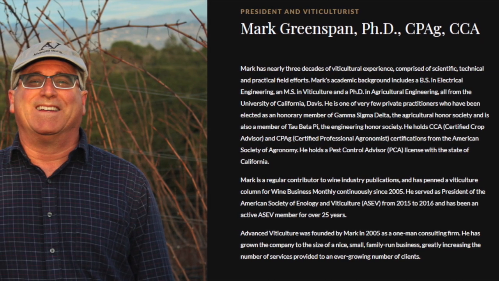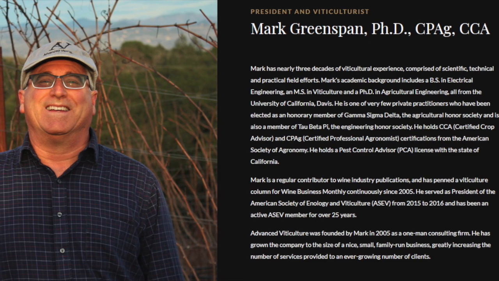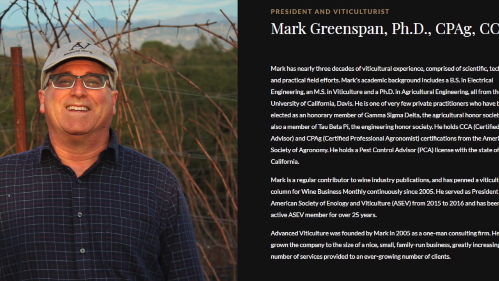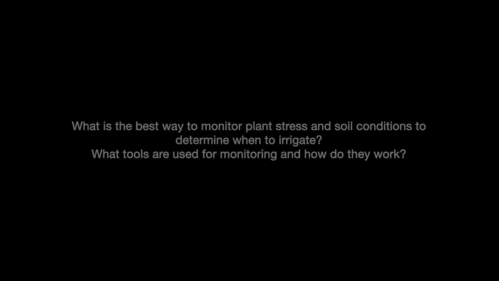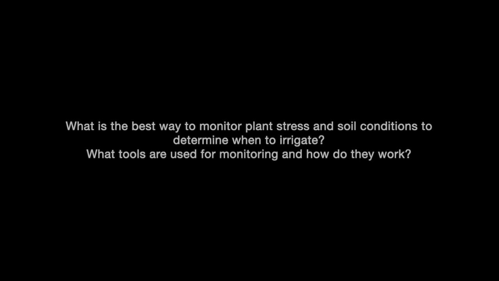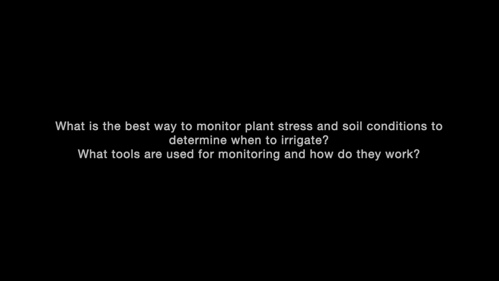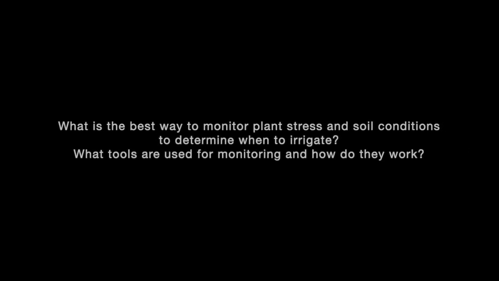I asked Mark to come because he has a lot of experience in managing water and has developed a program that is really quite effective in using the least amount of water, but with an emphasis on quality of the grapes, which here in Sonoma County and Napa is the name of the game. It's about high quality grapes. And so he has bridged those two things. So my first question for Mark is, what is the best way to monitor plant stress and soil conditions to determine when to irrigate? What tools are used for monitoring and how do they work?